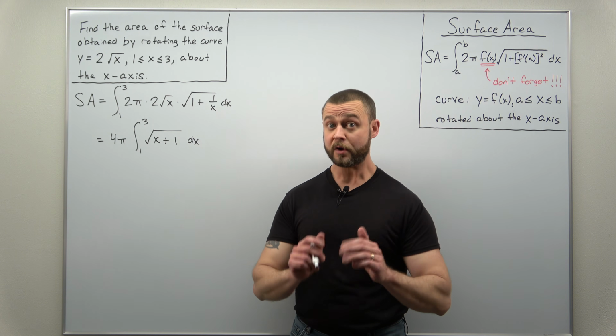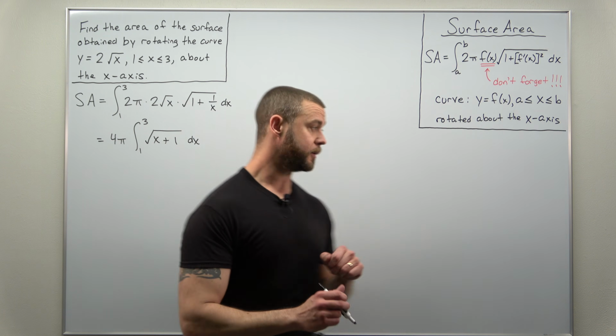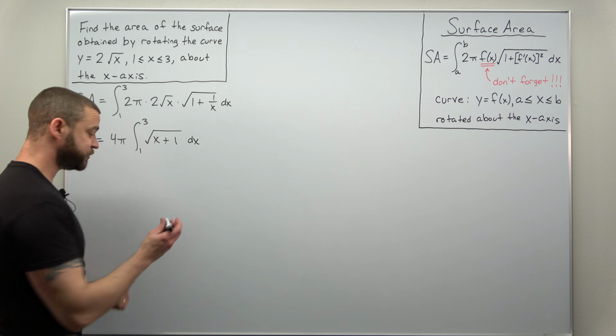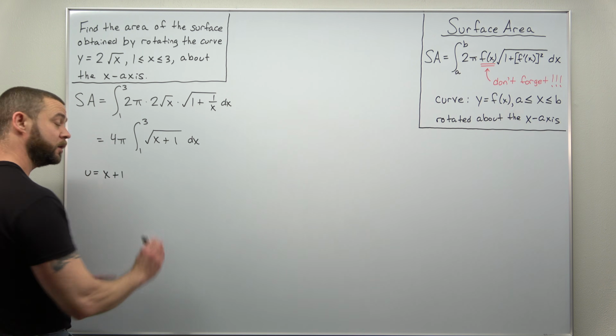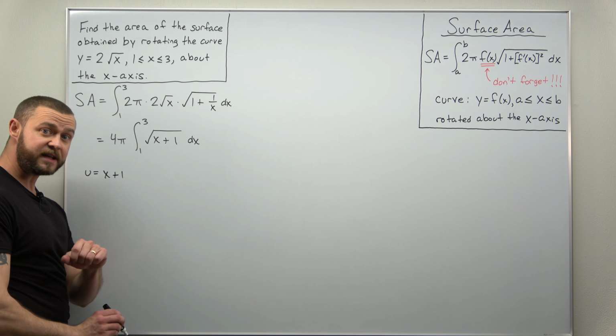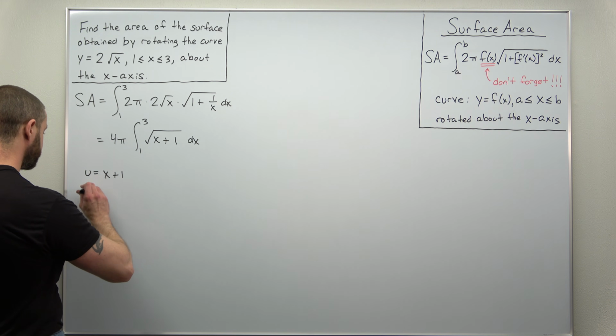For our substitution, we're going to choose u as x plus 1. The work here is going to be very straightforward. So with u as x plus 1, your differential du comes out to 1 dx, which we'll just write as dx.